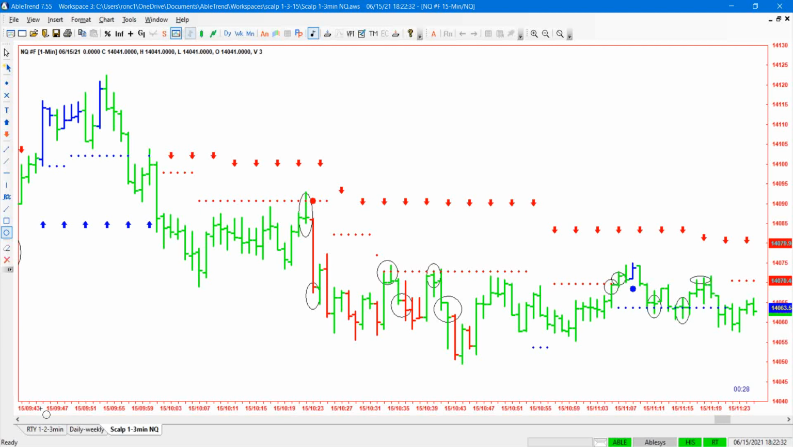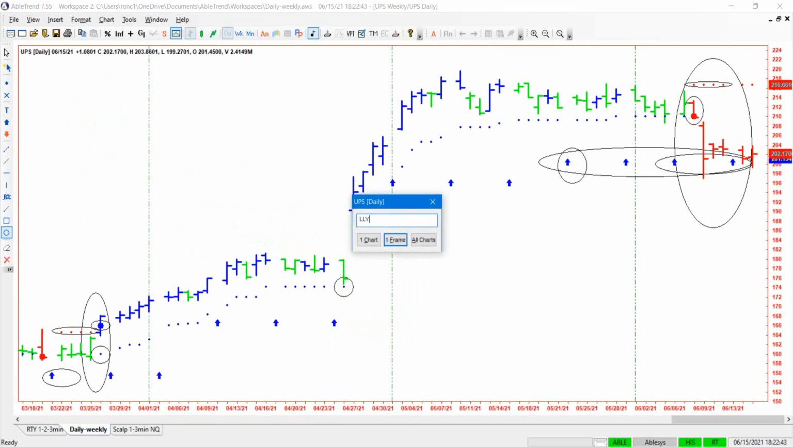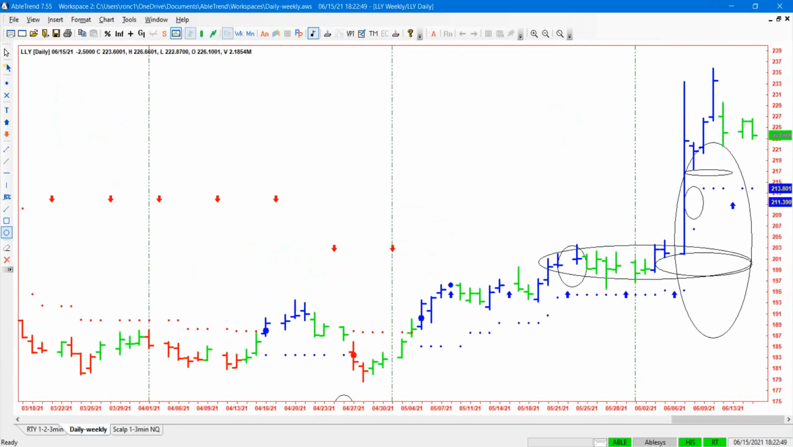I showed you the trend chart, and then I showed you the long term, the daily weeklies. To change the chart, all you do is you just type on the keyboard. For example, Eli Lilly. I didn't touch the mouse. I just went LLY and then enter on the keyboard.